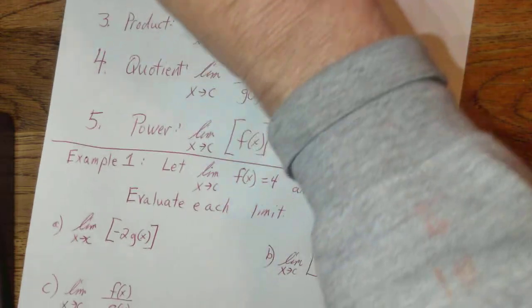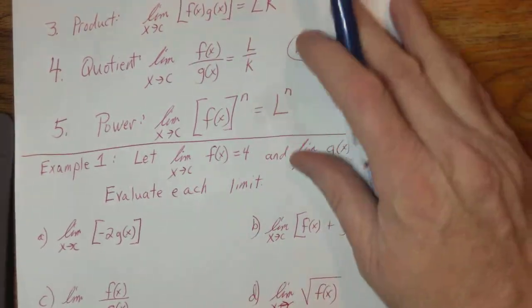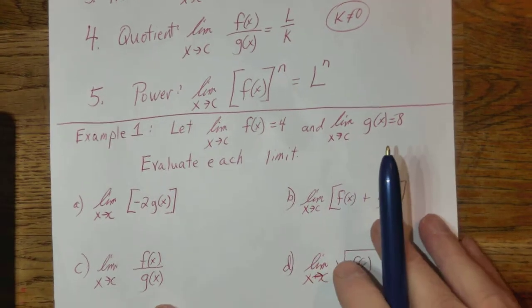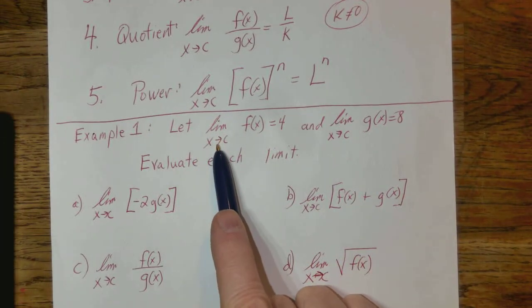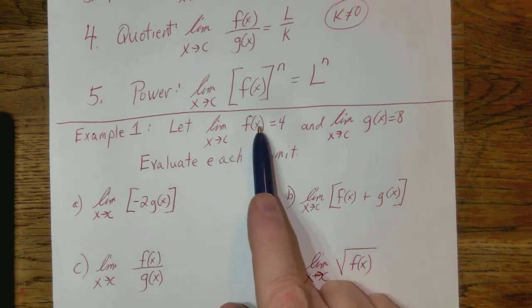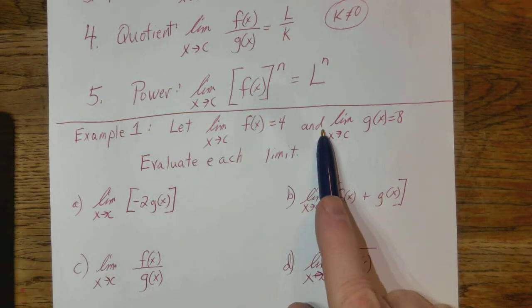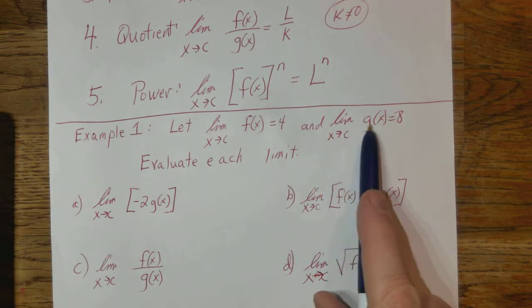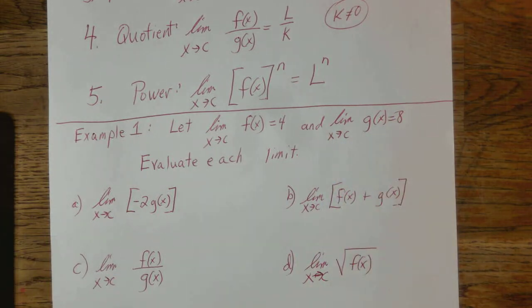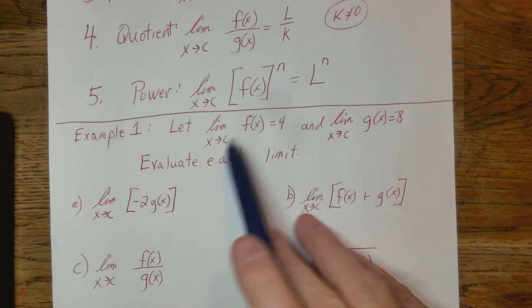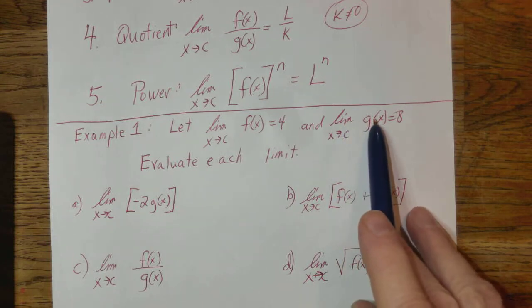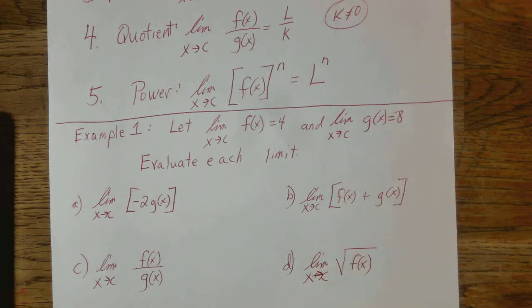So, let's look at a few examples here. Get all situated. Example 1. Let the limit as x approaches c of f of x equal 4, and the limit as x approaches c of g of x equal 8. Let's let those two things be the case. Whatever the functions are, the limit of f of x as x approaches c is 4 here, and the limit of g of x here is 8 as x approaches c.